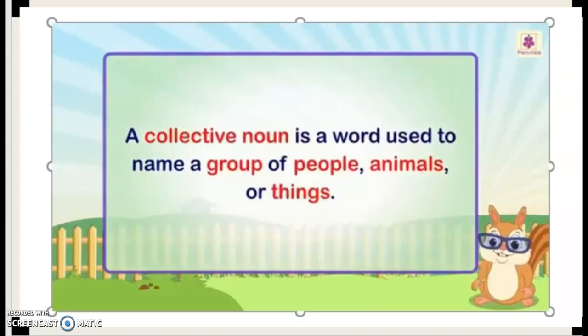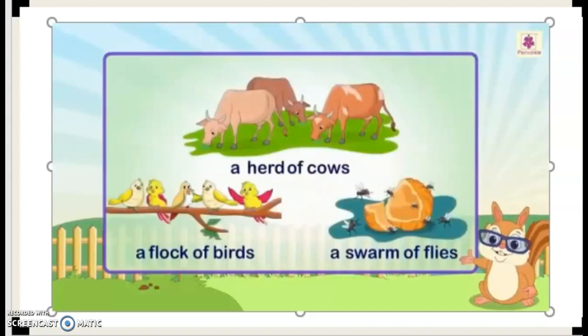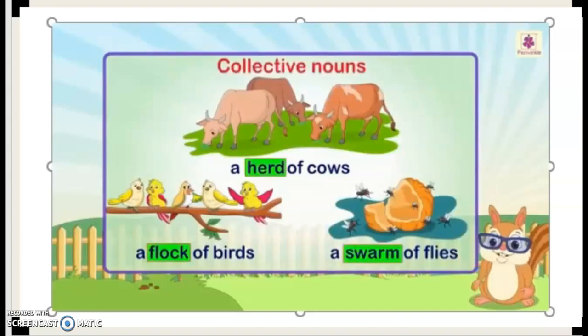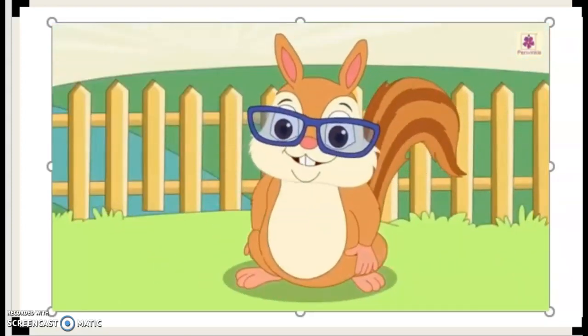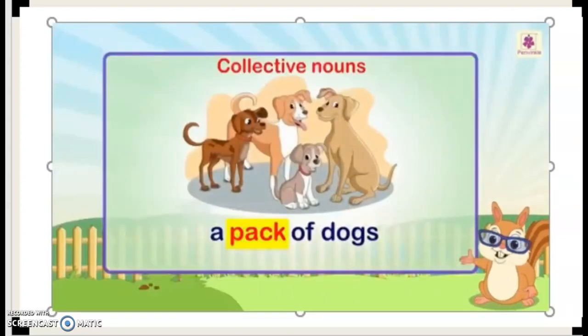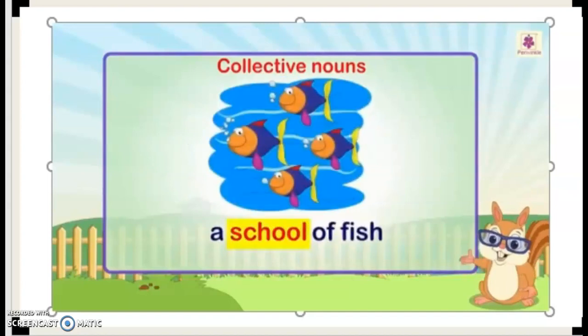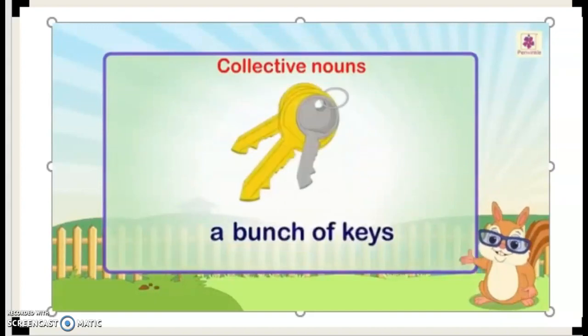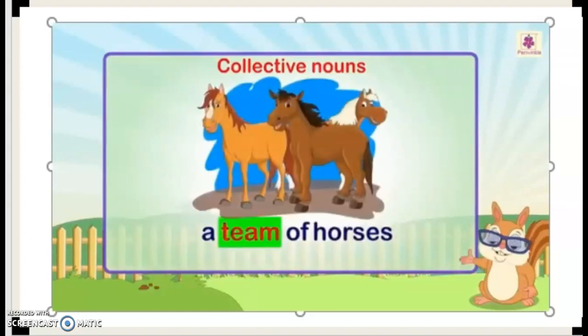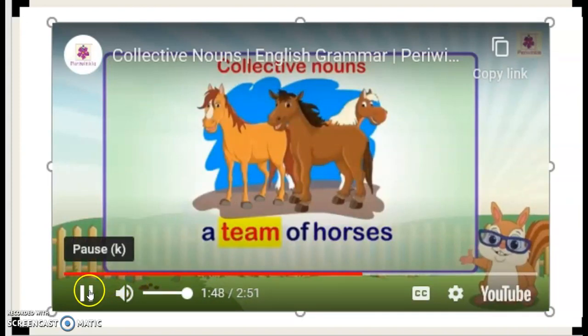A collective noun is a word used to name a group of people, animals, or things. The words herd, flock, and swarm are collective nouns, used to refer to groups of cows, birds, and flies, respectively. Now, let's look at some more collective nouns. A pack is a collective noun that refers to dogs. A school is a collective noun referring to fish. A bunch is a collective noun that refers to a group of keys. A team is a collective noun which refers to a group of horses.